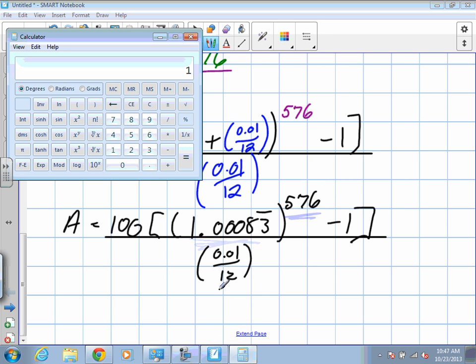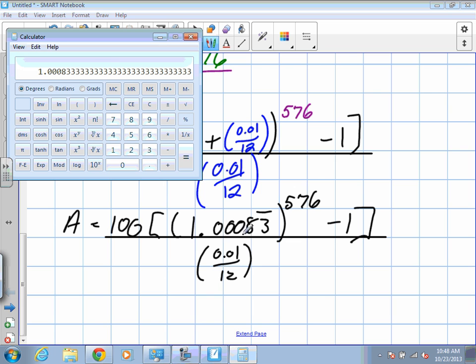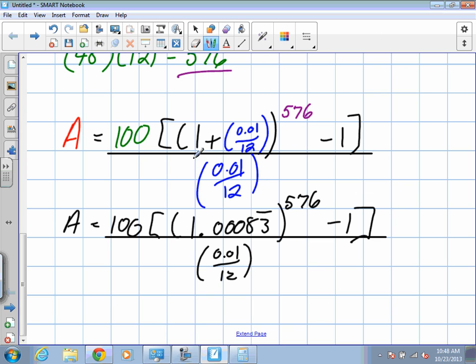Okay, so we have this number in our calculator. We need to put it to the power of 576. So I'm going to put this to the power of 576, equals 1.615. Okay, we'll round it to 1.615. Sorry, this will become 1.615.